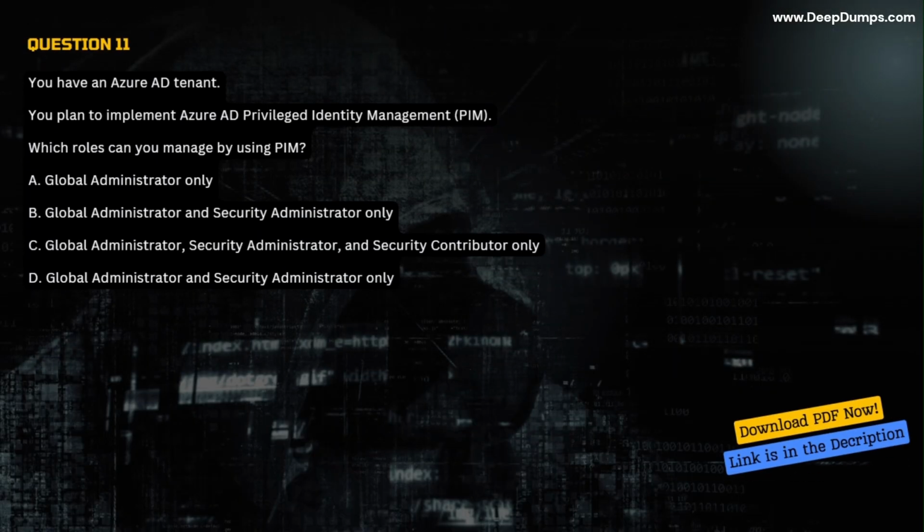Question 11. You have an Azure AD tenant. You plan to implement Azure AD Privileged Identity Management (PIM). Which roles can you manage by using PIM? A. Global Administrator only. B. Global Administrator and Security Administrator only. C. Global Administrator, Security Administrator, and Security Contributor only. D. Global Administrator and Security Administrator only.